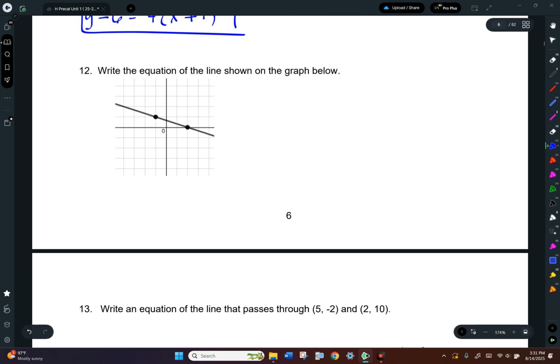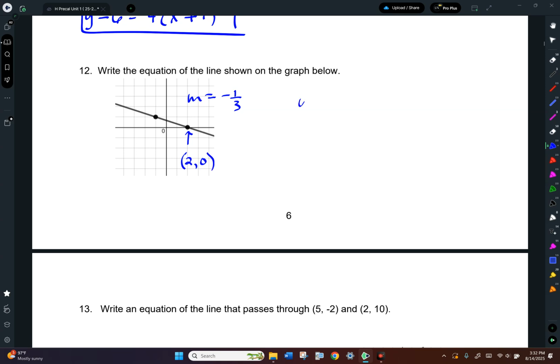Okay? Number 12, write the equation of the line shown. Now, you might be tempted to do mx plus b, but we don't know exactly what that y-intercept is. Okay? I do know that the slope is down 1 over 3. And so I can choose either point I want. Remember, I need one point and a slope. I don't need both points necessarily. So I'm just going to use that point right there. I know that point would be 2, 0.